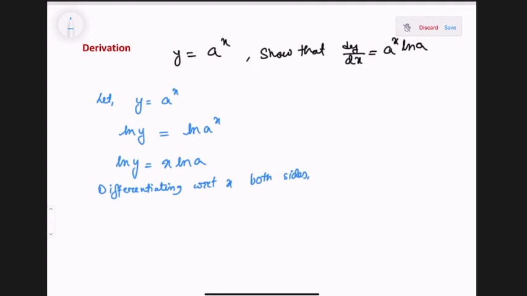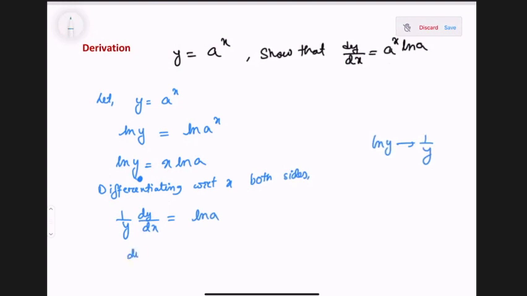So at the left side, differentiation of ln y is actually what? 1 by y. And since it's an implicit equation, you have to differentiate y again, or you can treat it as a chain rule. Since we are differentiating y here, we have to do d/dx of y, the chain rule thing. So 1 by y into dy by dx. At the right side, suppose if you have 5 into x, the answer should be 5, right? Similarly, x into ln a, so x differentiates to 1, your answer should be ln a.